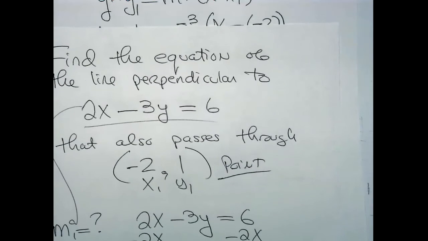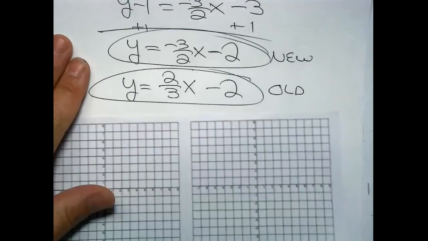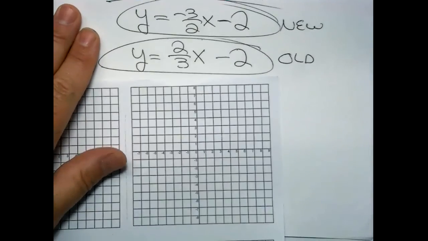So what I am going to do for you is graph these two lines, and I'm going to make darn sure that they're perpendicular, and also I'm going to make sure that the new line has the point that was specified, negative 2, comma 1. Now, if you really want to do this right, we should use graph paper. So let's graph the new and the old.